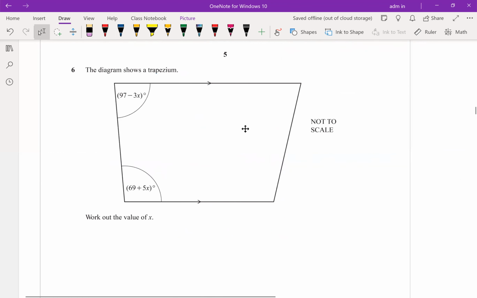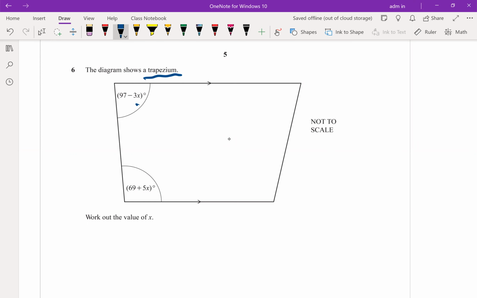What is the name of the shape? Quadrilateral. But the quadrilateral has 2 parallel lines. So what is the name of the shape? Trapezium. How to form an equation including x and solve it to get x? How to form an equation?